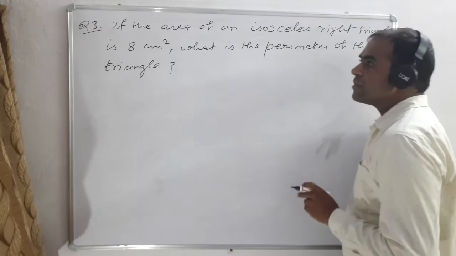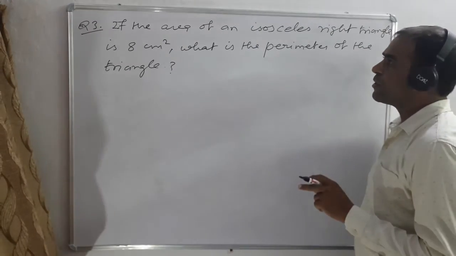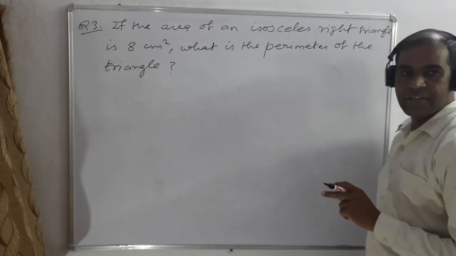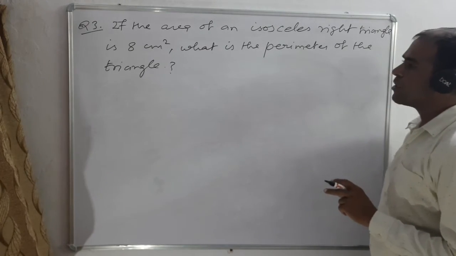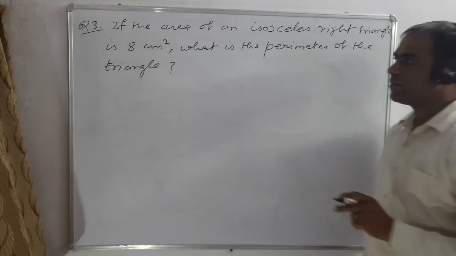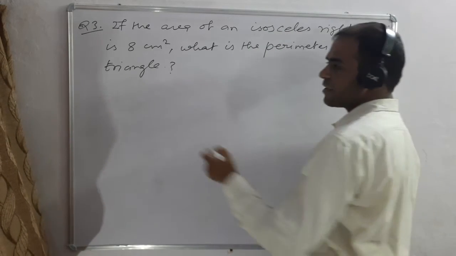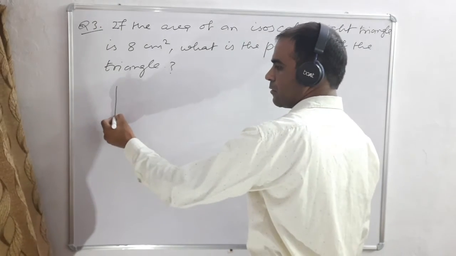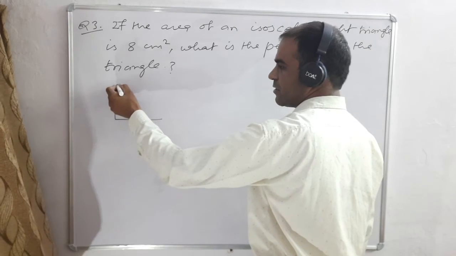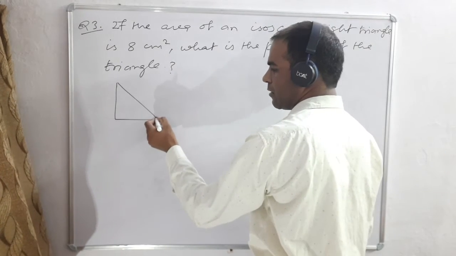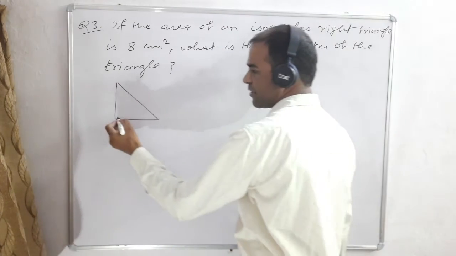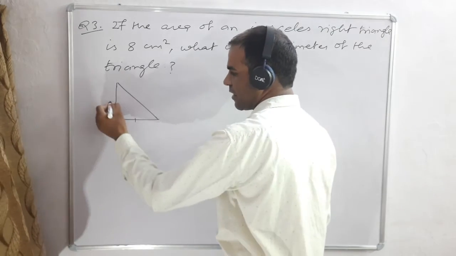Our question third is: if the area of an isosceles right triangle is 8 centimeter square, what is the perimeter of this triangle? So here given an isosceles right triangle and its area is 8 centimeter square. This is the isosceles right triangle. In an isosceles right triangle, two sides are equal, these sides are equal.